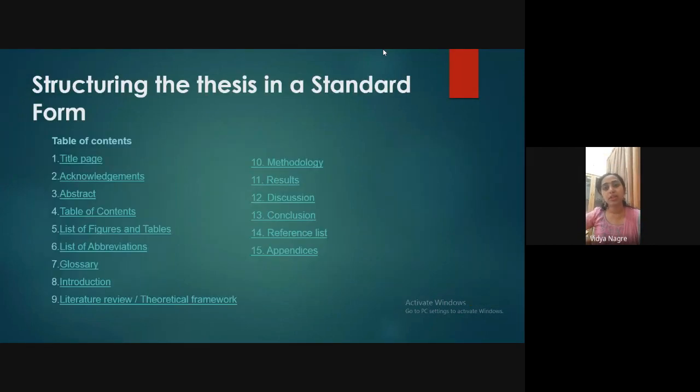Next slide, please. So this is the standard structure of any thesis that we write. I'm just reading it out: title page, acknowledgement, abstract, and so on. You can go on to the next page, please, because I have explained in detail.